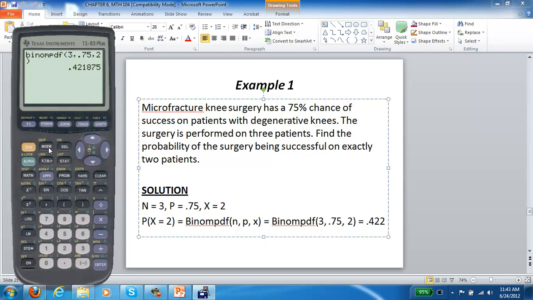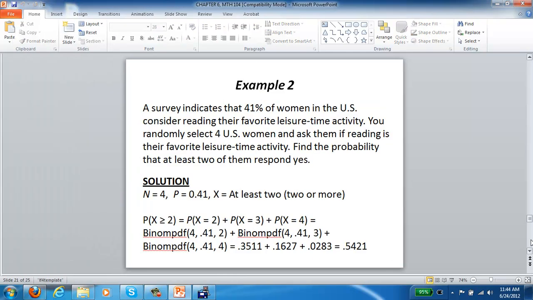If you want, I can go to 3 decimals. So you go to mode, go to float, to the next one, and go to 3 or 4 decimals. So I can go back, second, variables, I go to 0, and then 3, 0.75, 2. Close the parenthesis. So exactly the same number. Let's see the second example.